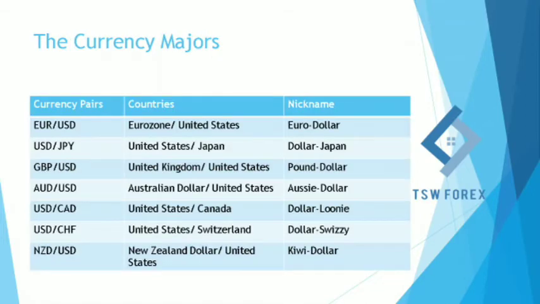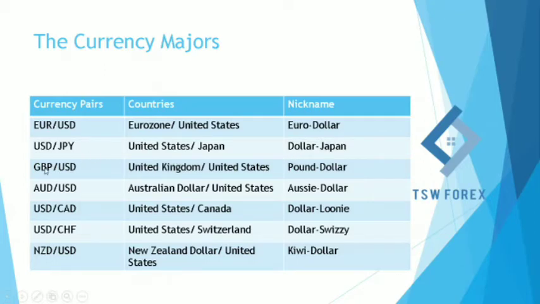And these are some examples of them. You have EUR/USD, which is the most popular and most traded currency pair, because of course the euro is the second most traded currency and the US dollar is the most traded currency. The countries involved are the Eurozone versus the United States, and the nickname is the Euro dollar. You have USD/JPY, the United States versus Japan, also called the dollar yen.